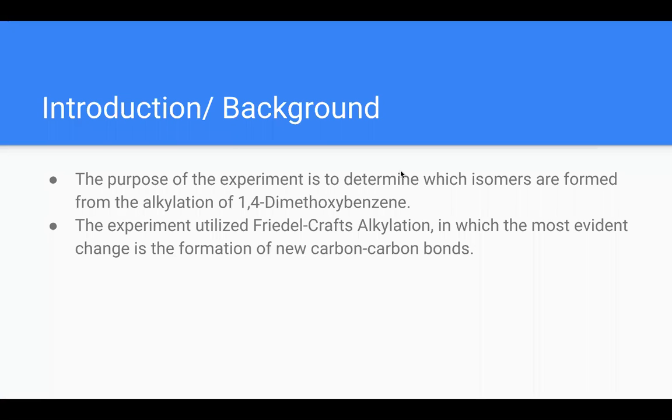So our introduction. The purpose of the experiment is to determine which isomers are formed from the alkylation of 1,4-dimethoxybenzene. The experiment utilized Friedel-Crafts alkylation, in which the most evident change is the formation of new carbon-carbon bonds.